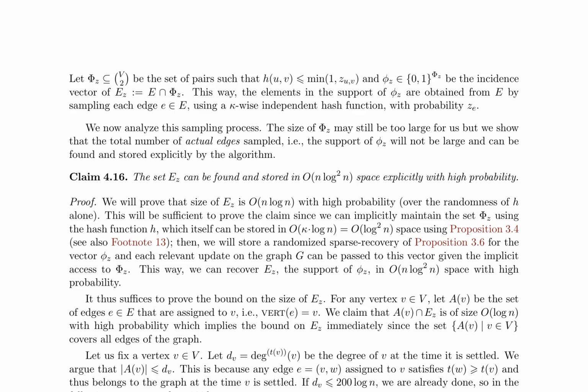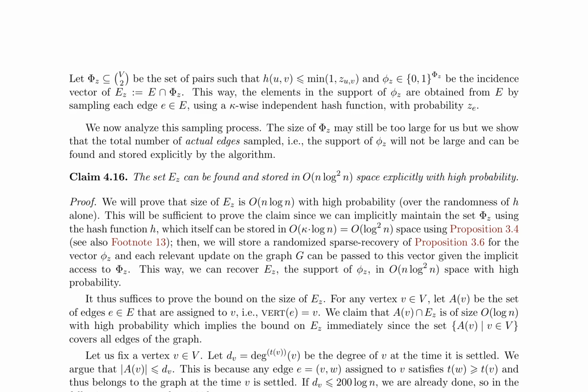The incidence vector phi_z of E_z, the intersection of E and phi_z, is then obtained by sampling each edge e in E with probability z. The authors prove that the size of E_z can be bounded with high probability, specifically, |E_z| equals O(n log n), using a combination of propositions 3.4 and 3.5.